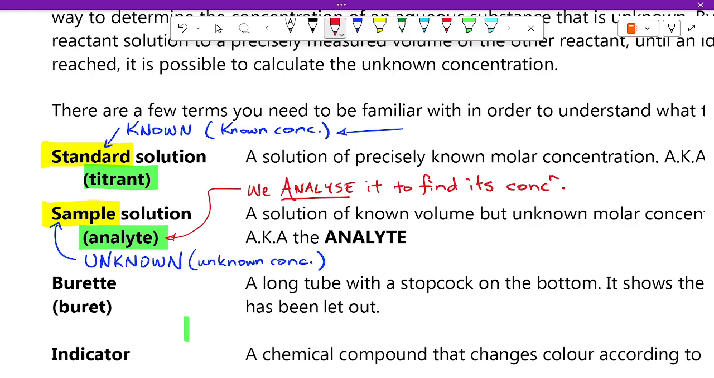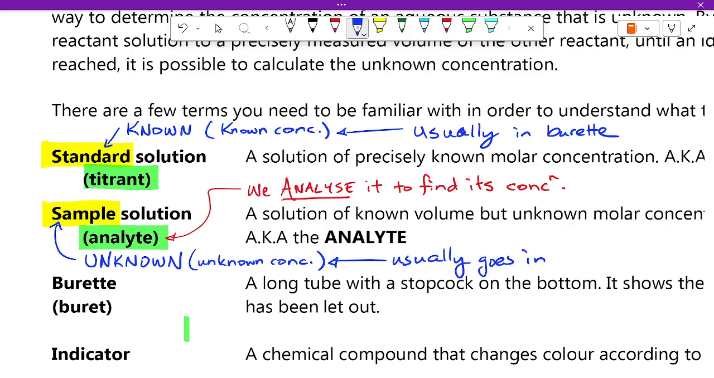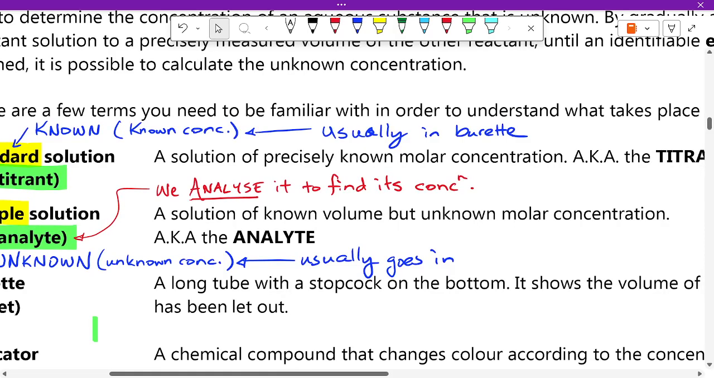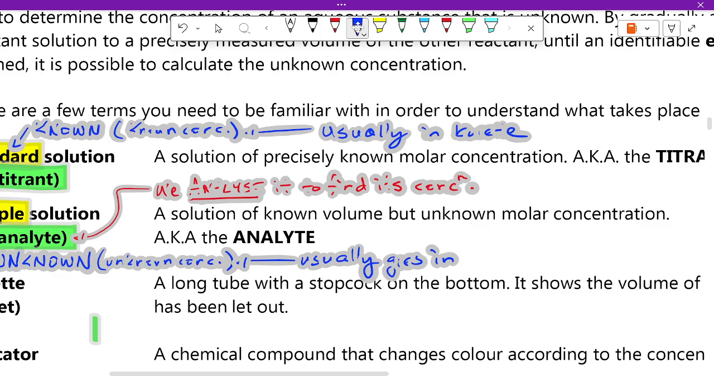So, the standard, also known as the titrant, has a known concentration, and it usually goes in the burette. The sample solution usually goes in what kind of container? A flask. What kind of flask? An Erlenmeyer flask.